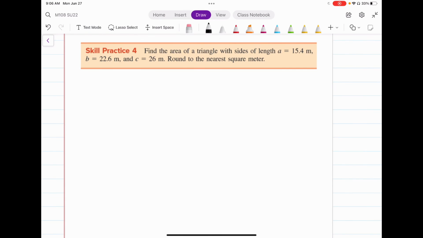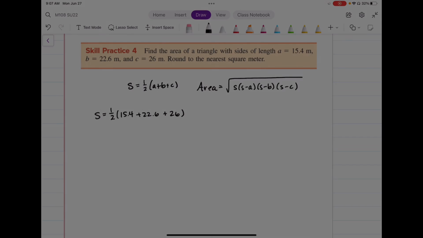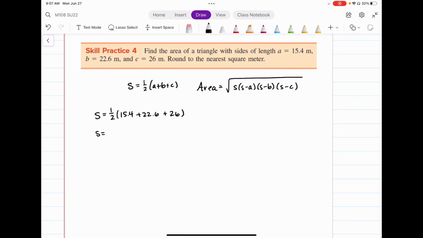The last question asks us to find the area of a triangle with given side lengths. Remember that when you have side lengths, you just need to find the semi-perimeter, which is the perimeter in half, and use Heron's formula. The semi-perimeter is equal to 1/2 times 15.4 plus 22.6 plus 26. That's 1/2 of 64, or 32 meters.